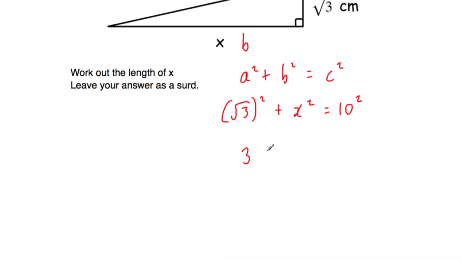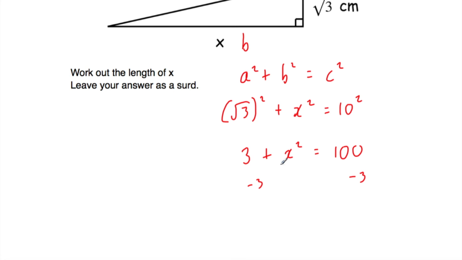So it's going to be 3 plus x squared is equal to, and then we've got 10 squared, and 10 squared is 100, so we've got 100. So that means that we've got 3 plus x squared is equal to 100. We want to solve this and find what x is, so we want to get rid of our plus 3, and then we want to get rid of our squared. So let's subtract 3 and subtract 3, so we're going to take 3 away from both sides of our equation.